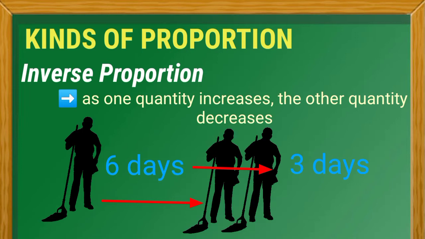If you analyze the problem, it is very clear that when there are many people working together, the number of days to finish working becomes lesser. So if you decide to build a house and want to finish it early, you need to hire many people to work on it. And that is an example of indirect proportion.